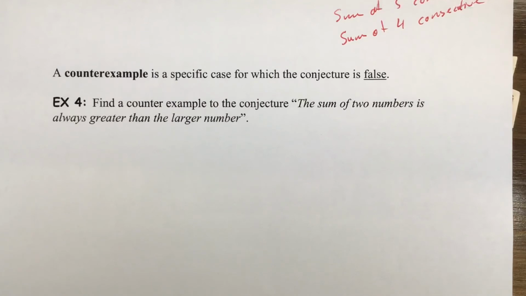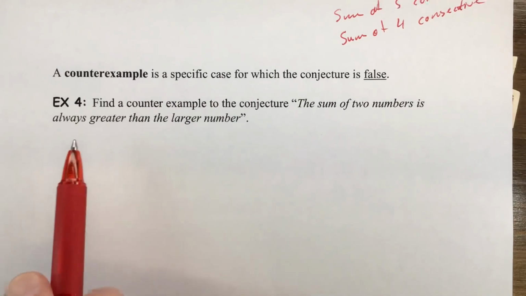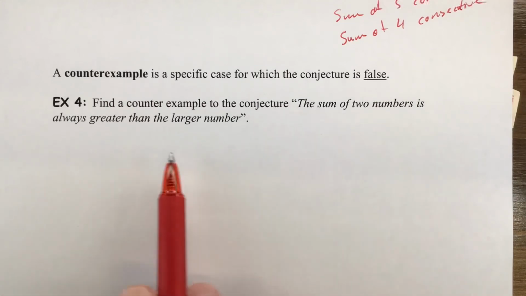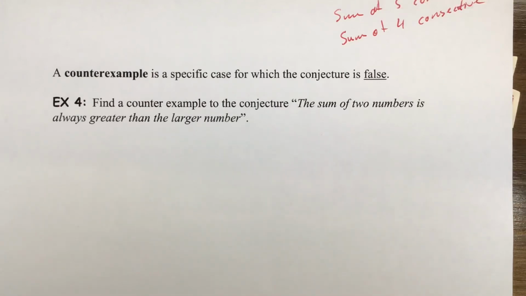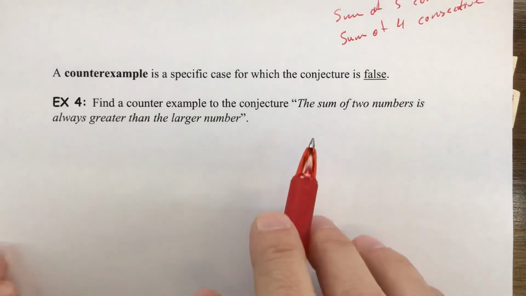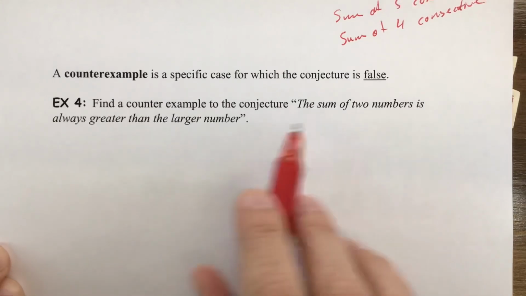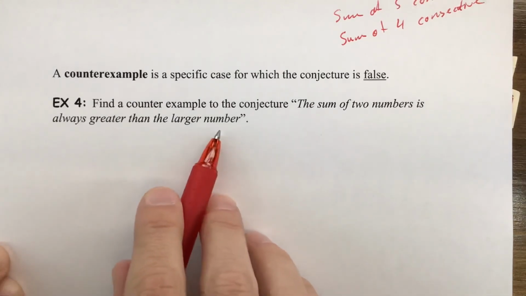A counterexample is a specific case for which the conjecture is false. Okay, so for example number 4, we're going to be given a conjecture which is going to sound pretty good at first, but there is a flaw in it. If you tweak the conjecture just a little bit, then it will actually be true. This will be a true conjecture. All right, so this one says that the sum of 2 numbers is always greater than the larger number.